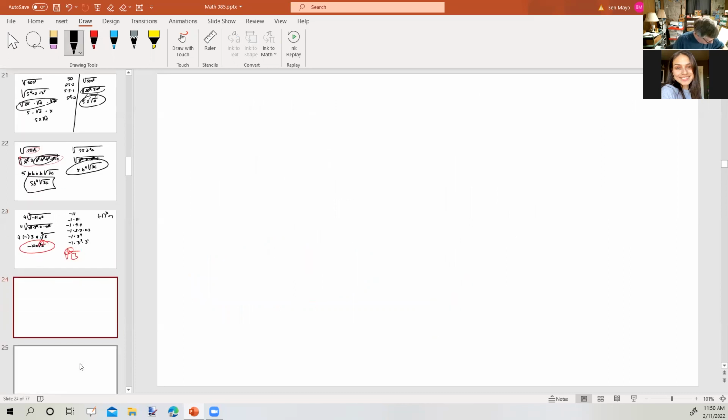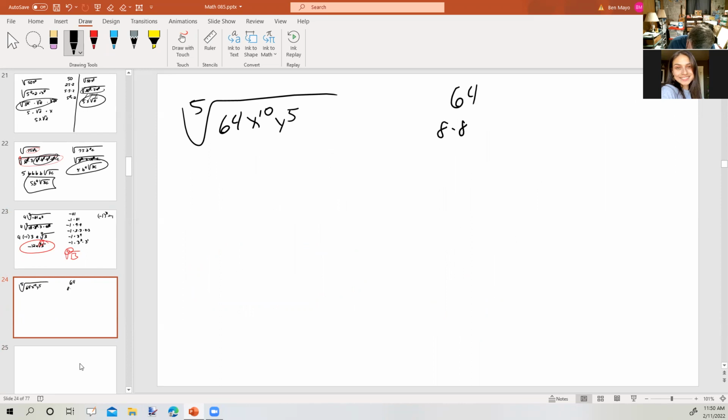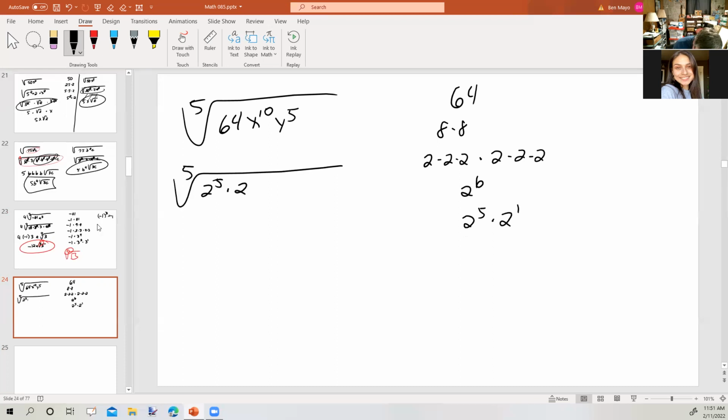How about this one? The 5th root of 64, x to the 10th, y to the 5th. 64 is 8 times 8, is 2 times 2 times 2 times 2 times 2 times 2, which is 2 to the 6th, which is 2 to the 5th times 2 to the 1. So I shoved it all together and then I pull it apart into 5th powers and leftovers to match my index. X to the 10th, 10 is a multiple of the index. Y to the 5th, 5 is a multiple of 5, 5 times 1. So 2 to the 5th times 2 times x to the 10th times y to the 5th.